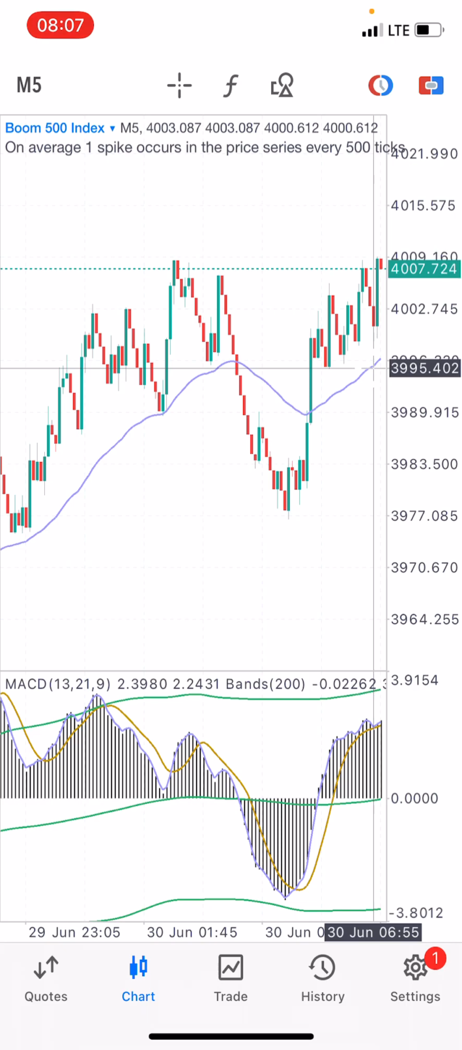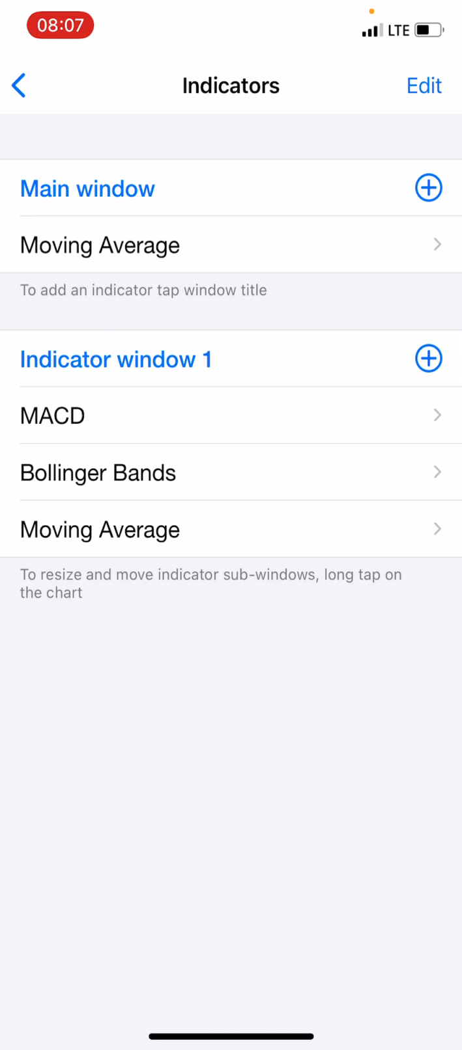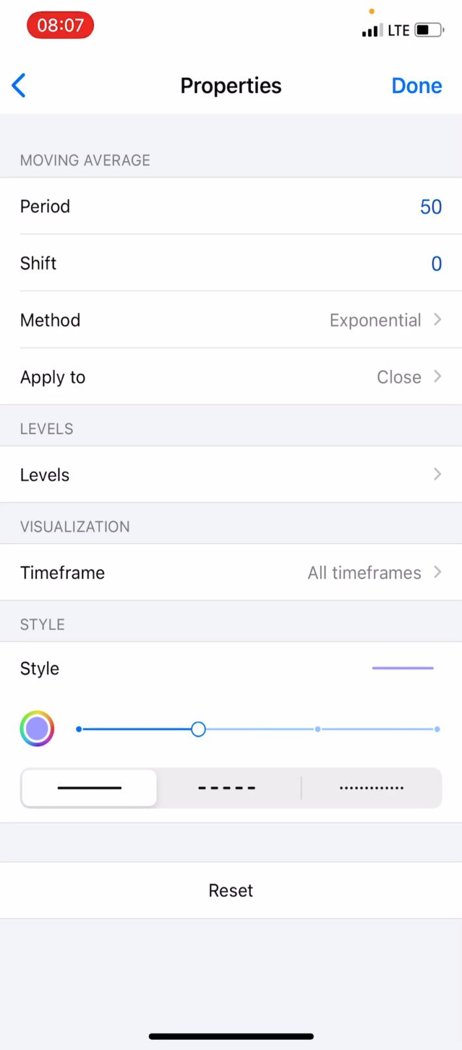Okay, so now let me just show you guys the settings for this, then we talk more about the confirmations you need before going in for a buy or a sell. So now we have the moving average on the main chart. The period is 50, the shift is 0, method exponential. You apply to close. You could just screenshot this.